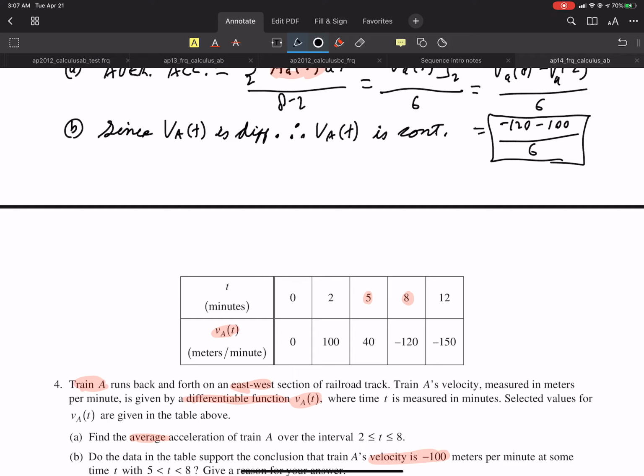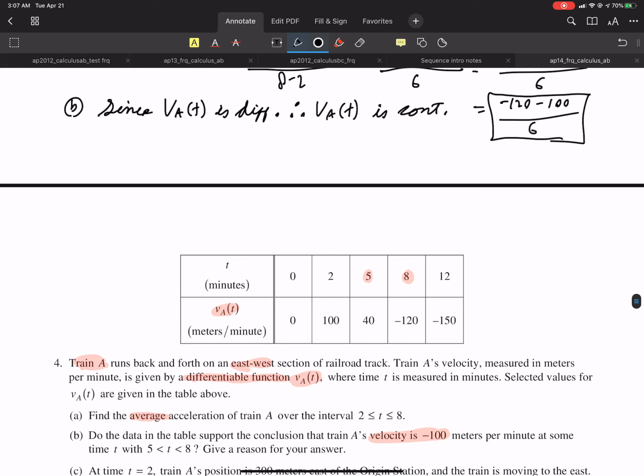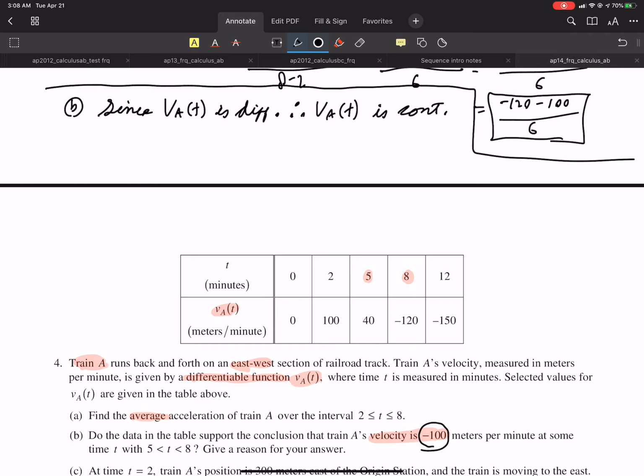Now, here's what we have to do. Let me block this off. We have to show that our magical number, negative 100, is between the value of the function at the endpoints. So what's VA of 5? That is 40, right?